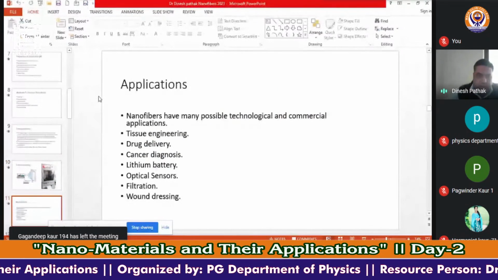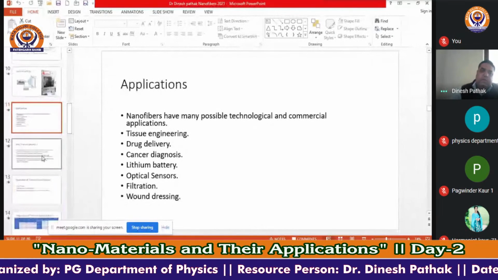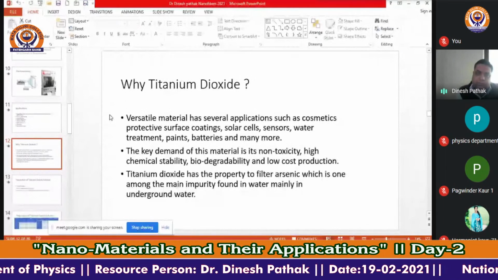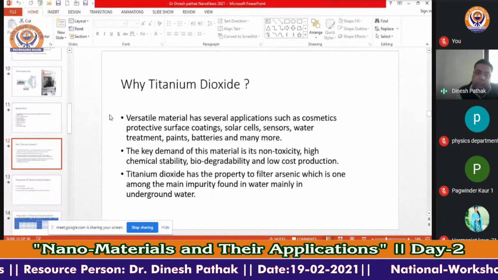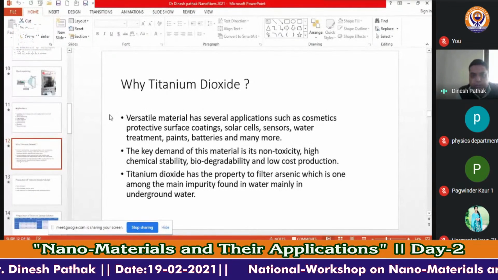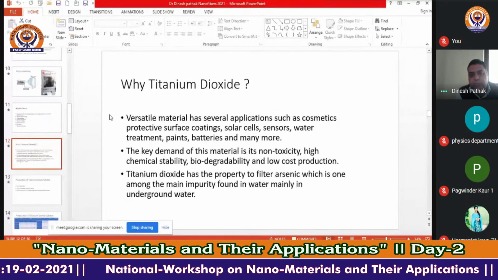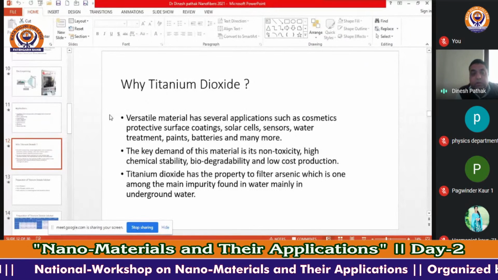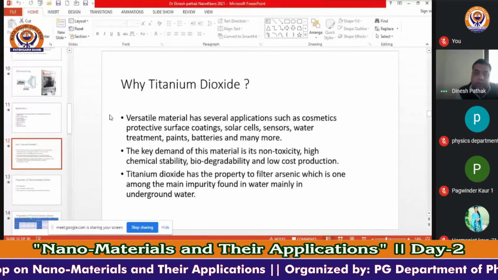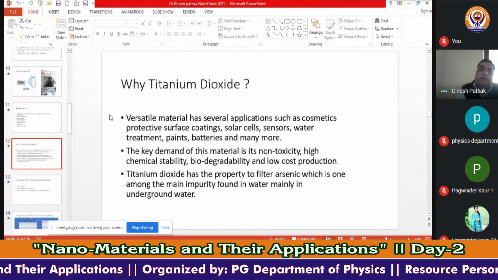So again, this slide is dedicated to application. Here we produced nanofibers with organic material blended with titanium dioxide. I put some points here on why we use titanium dioxide. Actually, if we produce fibers of pure polymer, then that will not have much good strength. And obviously, we all understand that when we make a device, it should be mechanically withstandable.